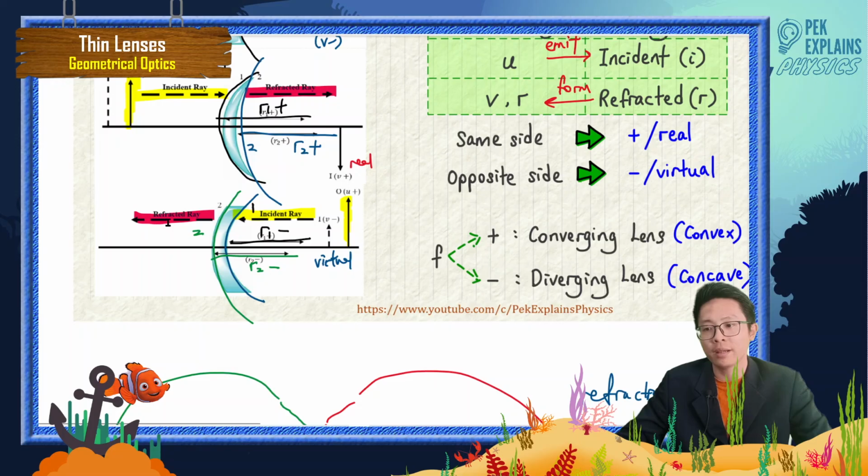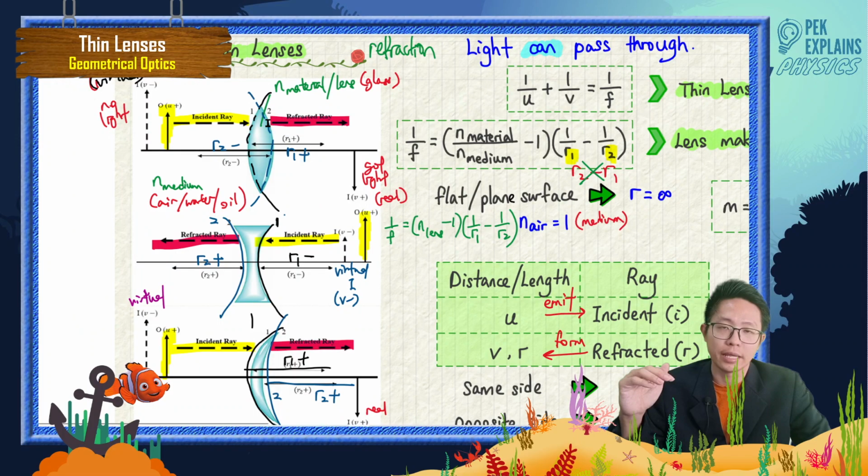So first, drawing the incident ray and refracted ray is very important. To draw them, you need to depend on where the object is. If the object is on the left hand side, the incident ray must come from the left hand side, and then the refracted ray is on the other side. If the object is on the right hand side, the incident ray comes from the right hand side, and the refracted ray is on the other side, so that the light can pass through.